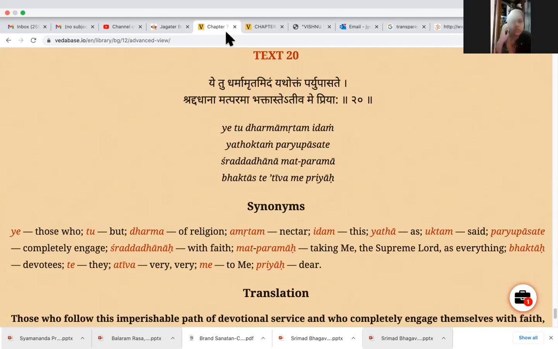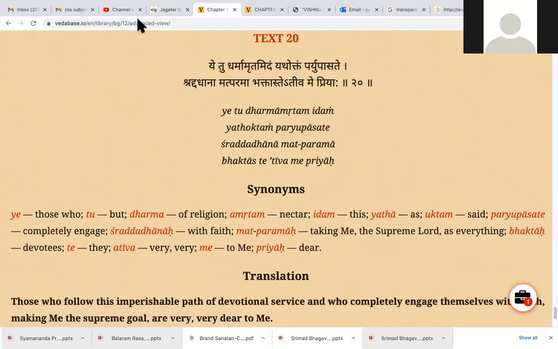Very nice. There's a disturbance in the audio output that I'm getting. I don't know if it's at my end. Mataji, can you recite again, please? Shall I recite again? I couldn't hear you very clearly. Can you hear properly now? Yeah, it's better now. Thank you. Ye tu dharmamritam idam yathoktam paryupasate shraddhadhana matparama bhaktastetiva me priya.